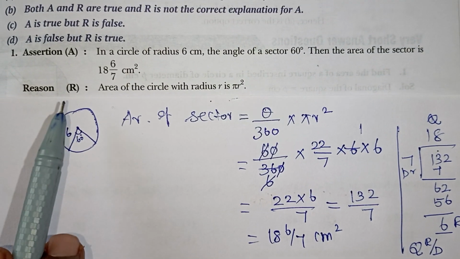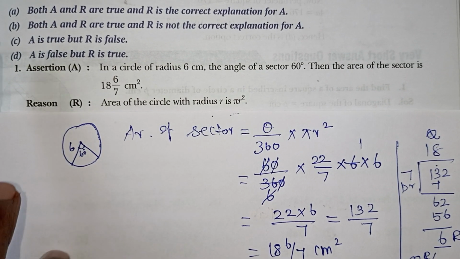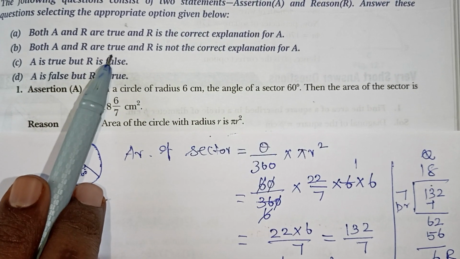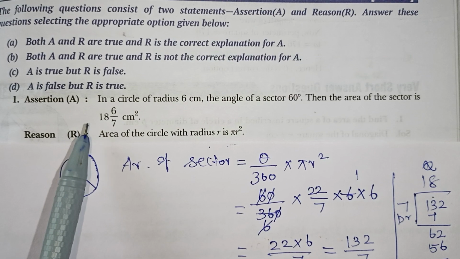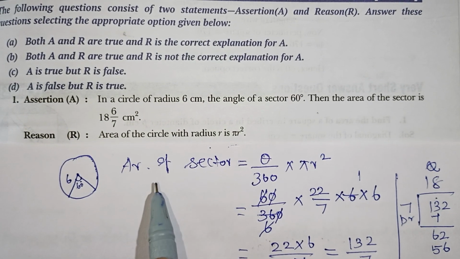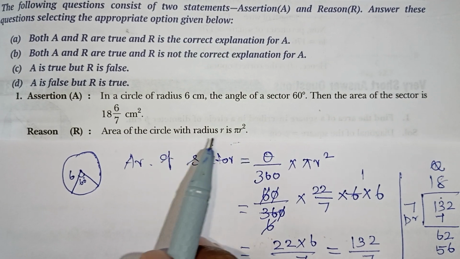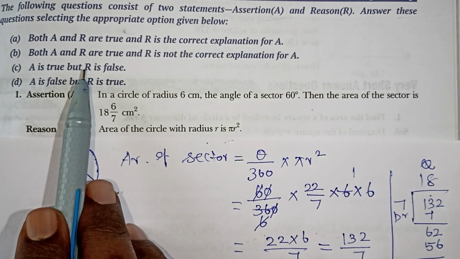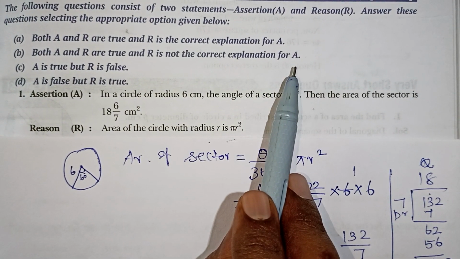Now we have to check whether the reason is a correct explanation for the assertion. Both are true, so we have to go for the first two options. Now R is not a correct explanation of A, because the assertion is true because of the formula for area of the sector only, which we have checked. We have not used the formula of area of the circle. So we have to select option B: both are true but R is not a correct explanation of A.